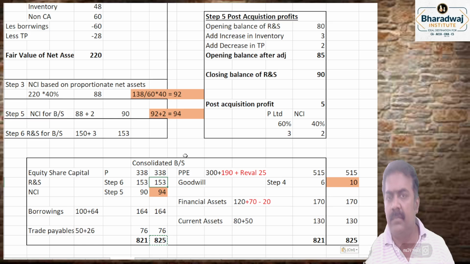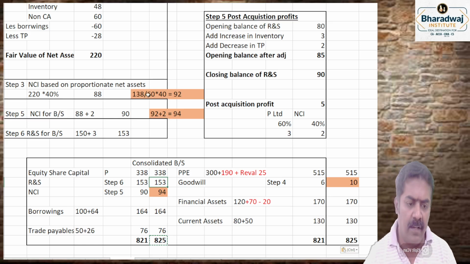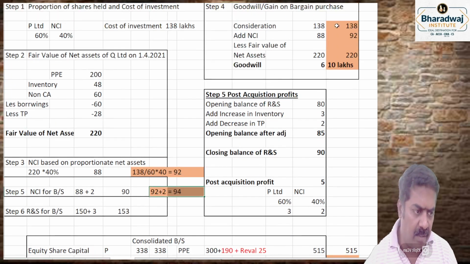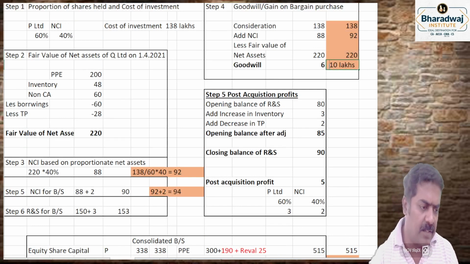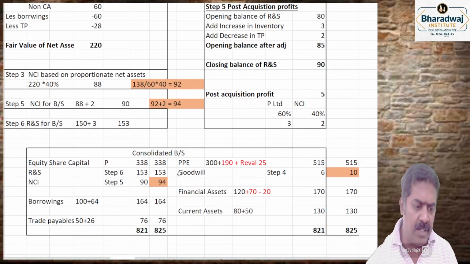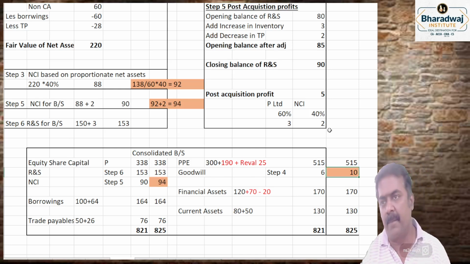Have you noted this? If fair value method is followed, NCI would have become 92. For balance sheet, it would have become what? 94. Goodwill would have become what? 138 plus 92 minus 220 would have become how much? 10 lakhs. If it is which method? Fair value method. For balance sheet point of view also, fair value method, that extra of 4 NCI would have come, that is hit by your goodwill extra of 4.